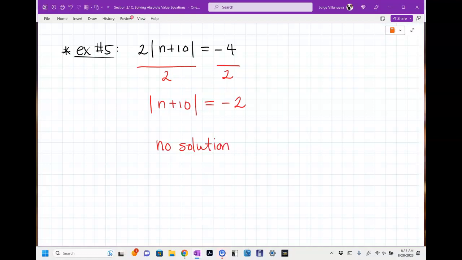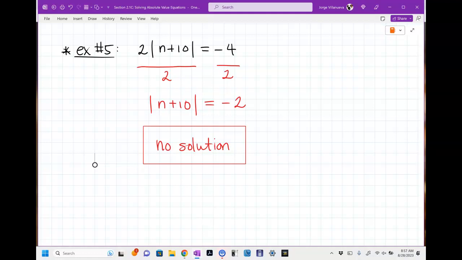Here's the tricky part about this. If you forget and you start doing the work, you will find 2 answers. And you're not going to know that you messed up. It's not going to break apart or anything. If you go ahead and start solving, you'll get n equal to negative 12 and n equal to negative 8. You'll find 2 solutions, and you're going to feel good about it. But you didn't notice that your absolute value was equal to a negative number. When that happens, no solution.